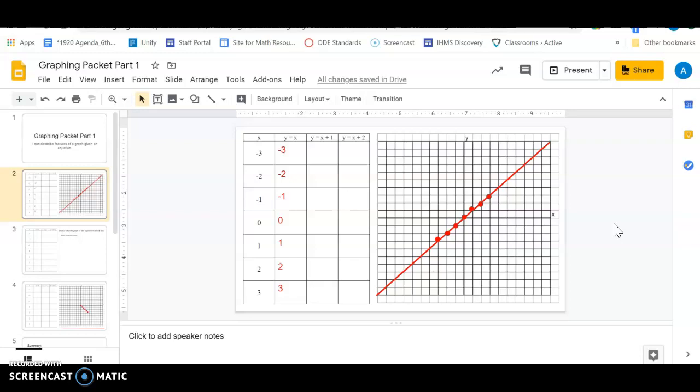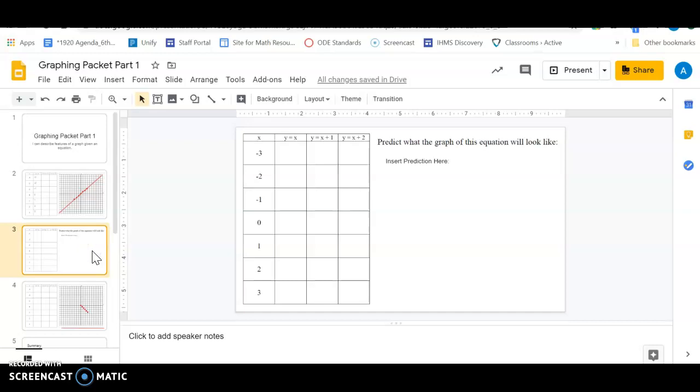So now we're going to change this line, which I refer to as the mother line, and we are going to add 1 and 2 to x. So on the next slide, you are going to make a prediction. Predict what you think the graph of the equation will look like when we add 1 to it. So pause the video and go to your slides and type in your prediction here.